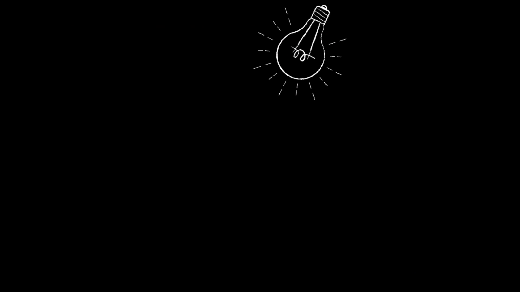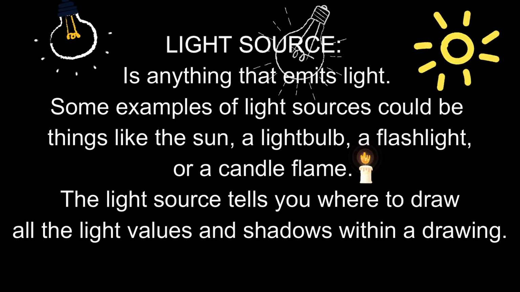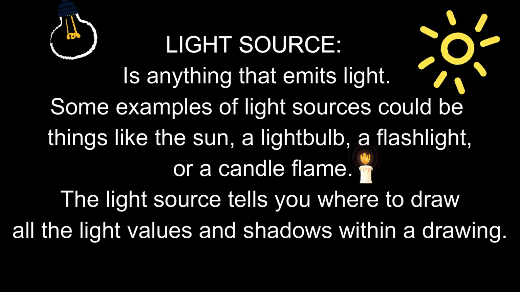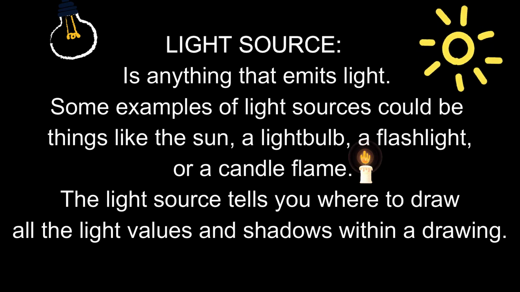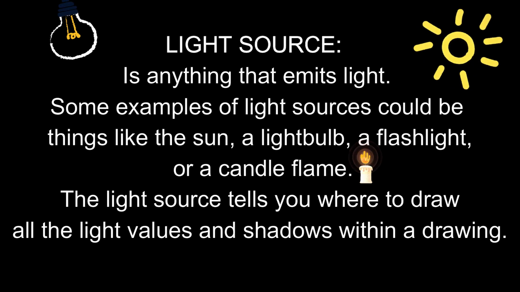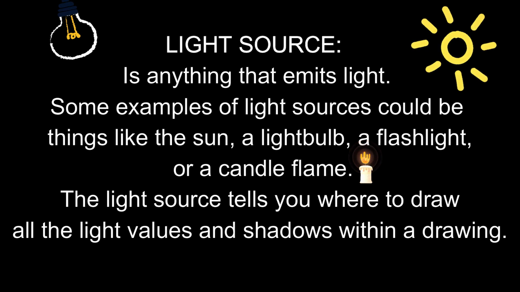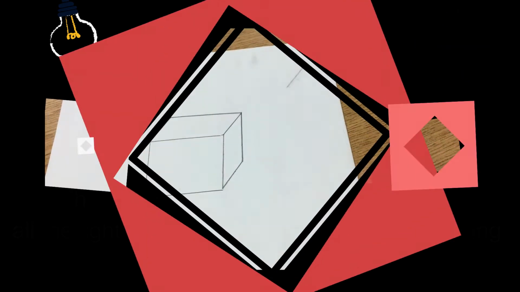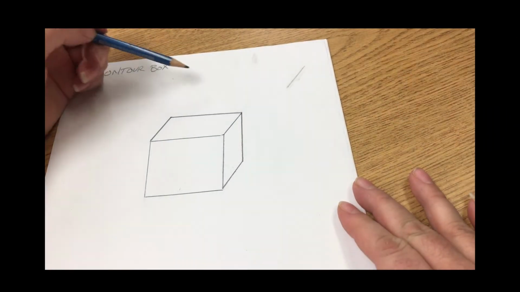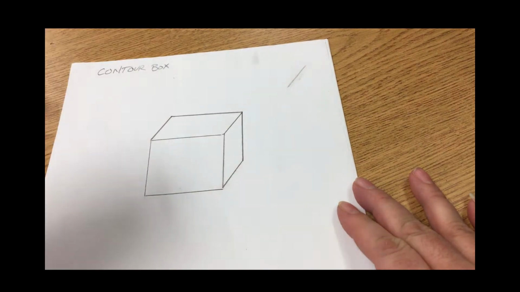Before we go any further, we mustn't forget that we need to determine the light source within our space. A light source is anything that emits light. Some examples of light sources could be things like the sun, a light bulb, a flashlight, or a candle flame. The light source tells you where to draw the light values and shadows within a drawing. For this drawing, we're going to create 2 light sources. The first light source I'm going to have set behind the box.